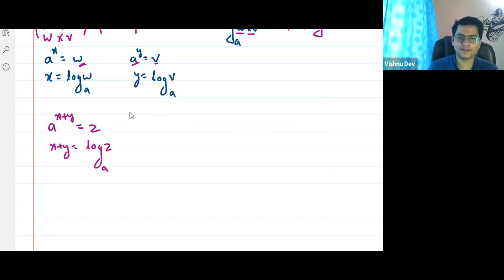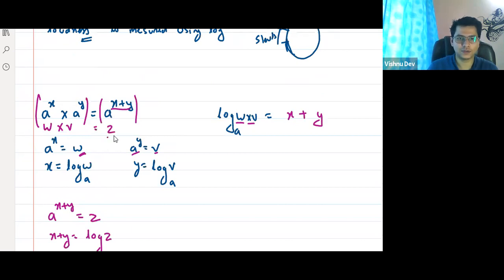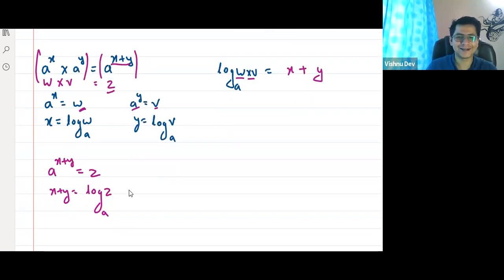Tell me, what is z? Look here, what is z? I told you this is z. Z is equal to w into v, right? Yes or no? So z is w into v. So this is log w into v base a. Did you understand?